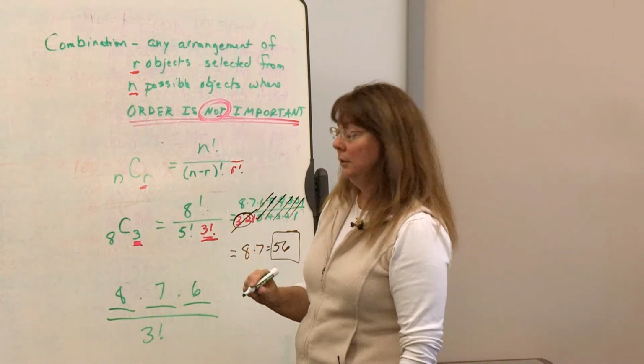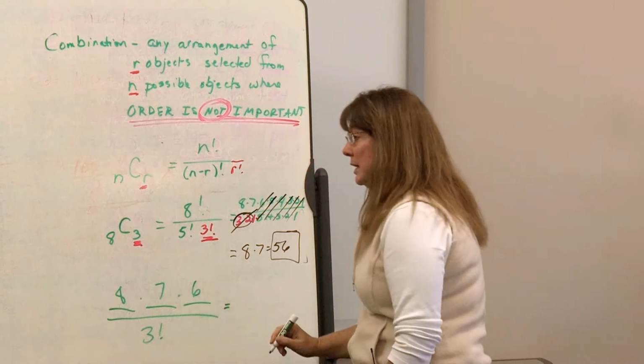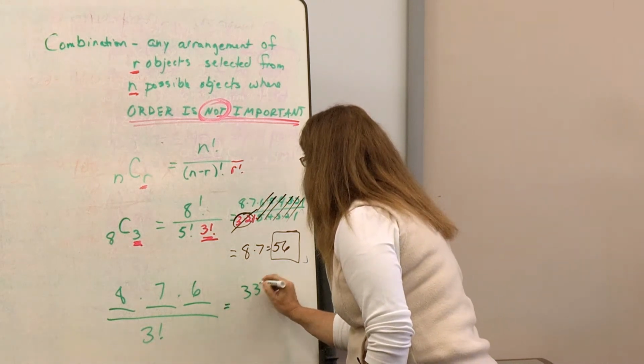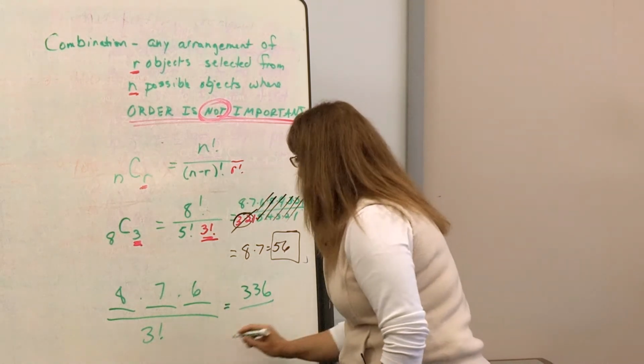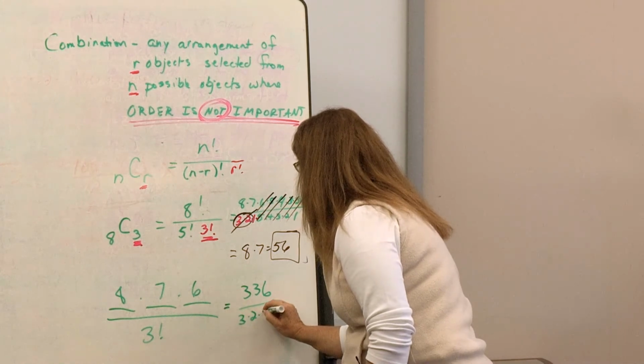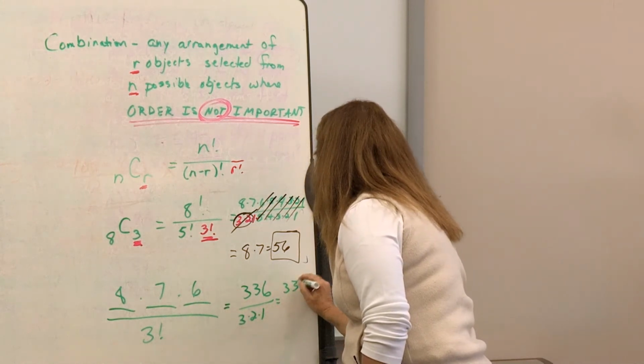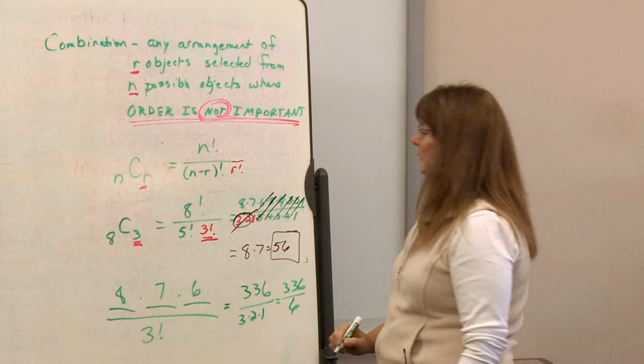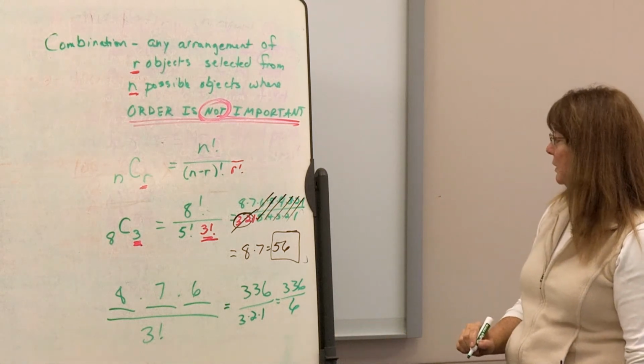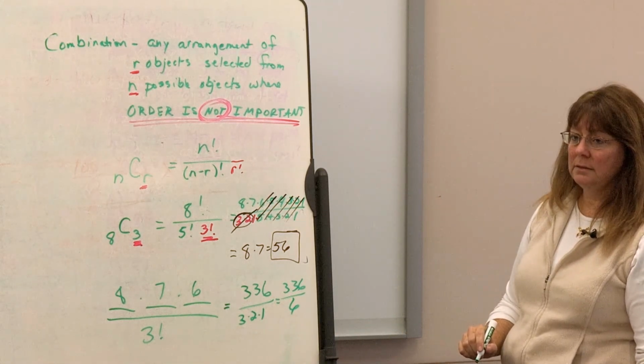It didn't matter. So I would still get that same idea, that 336, divided by 3 factorial, 3 times 2 times 1. Take 336 and divide it by 6 and tell me, do we get 56? Because we should.